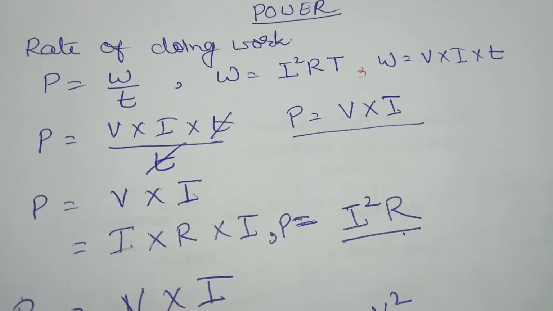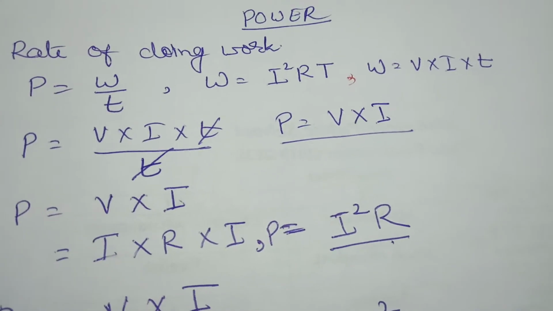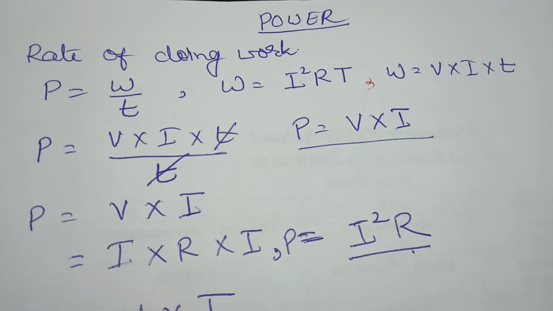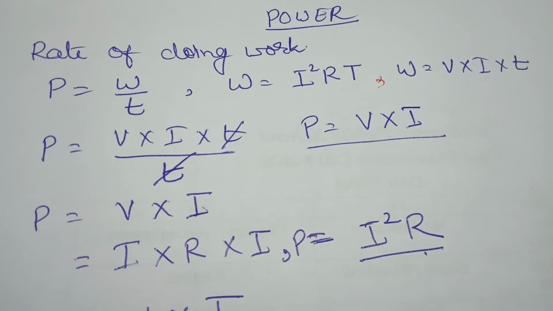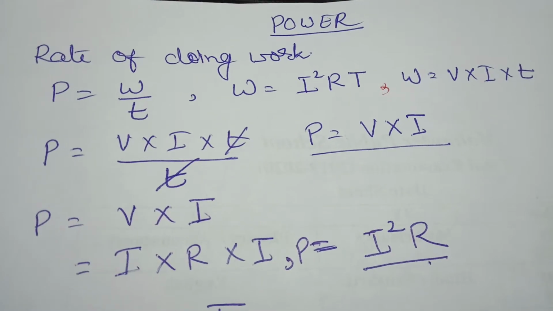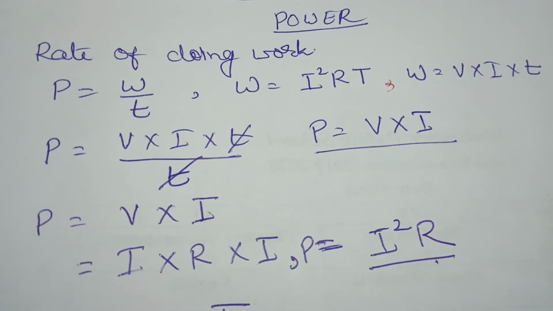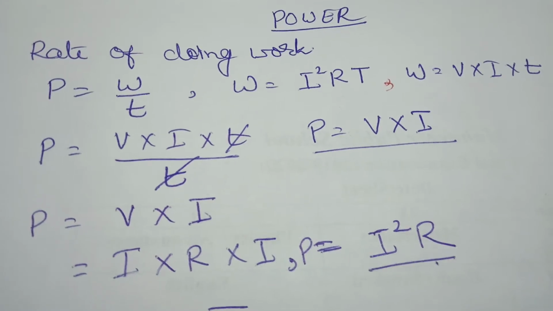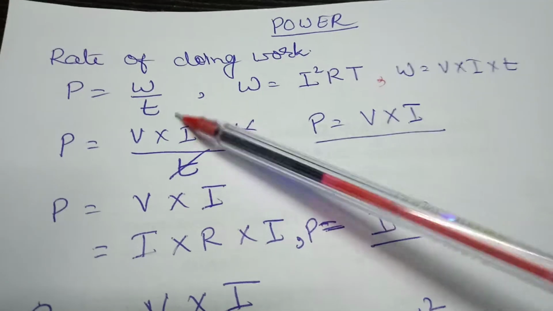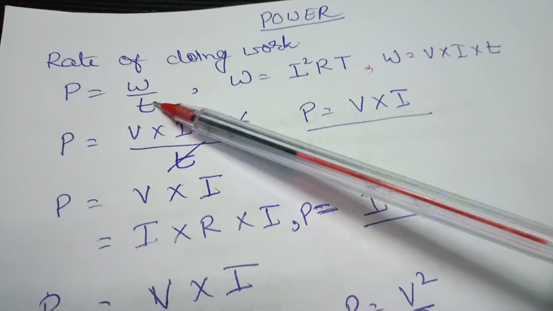Hello students, this is my last video on electricity and we are going to discuss the last topic of it, that is the power. As we know, the power is equal to the rate of doing work. So we can write power is equal to W upon T. Here you can see it can be expressed in the form of P equal to W upon T.